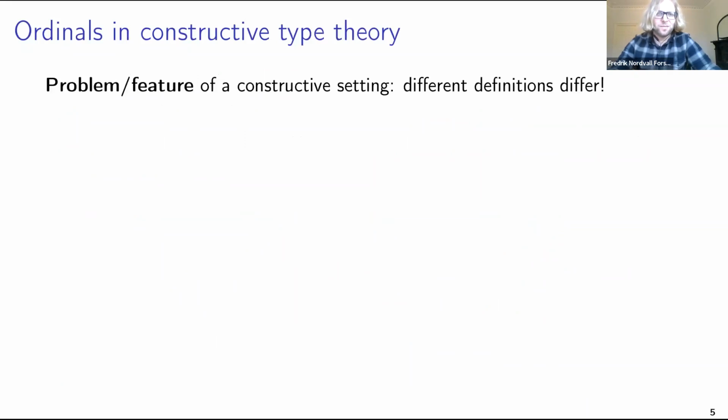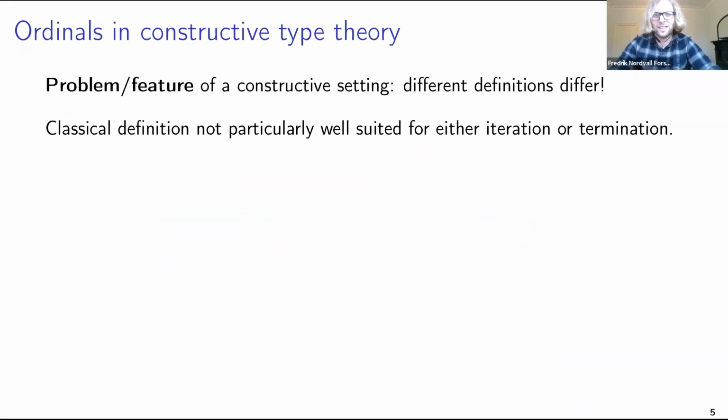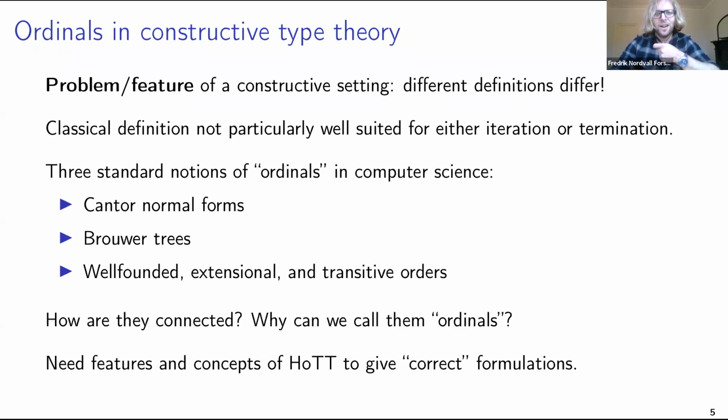So a problem or a feature in a constructive setting is that different notions of things are actually different, right? So that's sometimes annoying, but it also makes life interesting, right? So the classical definition of ordinals that I gave you in the beginning, transitive, extensional, and well-founded, is not particularly well suited for either this iteration principle or determination. Right? So determination was okay, but it's usually formulated negatively so that we don't actually find a witness.